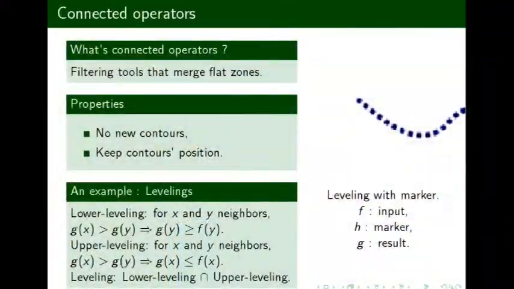Okay, so what I'm going to look at are connected filters. Connected filters are filtering tools that merge flat zones with the same color or the same gray level. The main property is that they do not introduce new contours. When merging flat zones, you just remove contours, but you do not change the position of the contours, so the contours will be exactly the same before and after, maybe with fewer contours in the results. One example is the leveling.